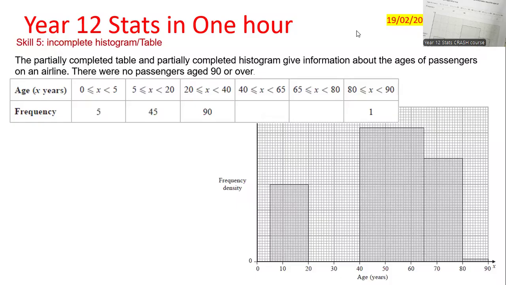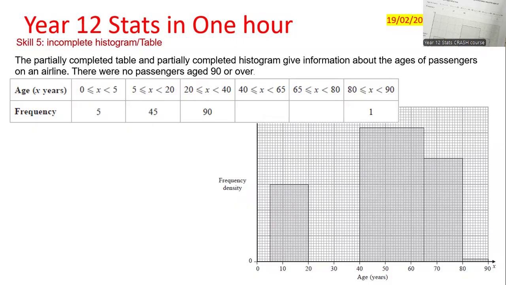Next, we move on to histograms. There are two types of questions. Number one is when you have to complete an incomplete table or histogram. Number two is when the histogram is not given, but they give you the width and the height of one bar, and you have to find the width and the height of the others. We do the first type of question first.